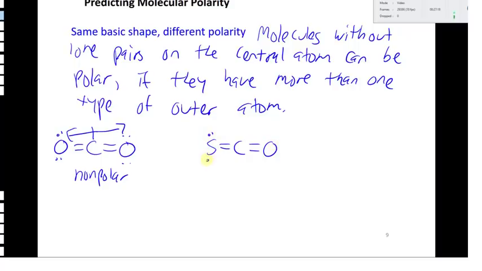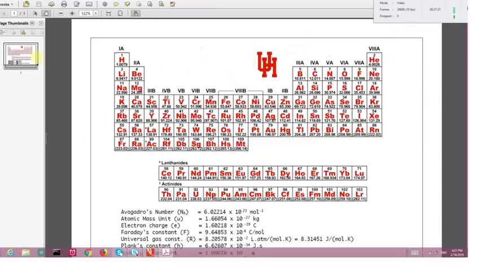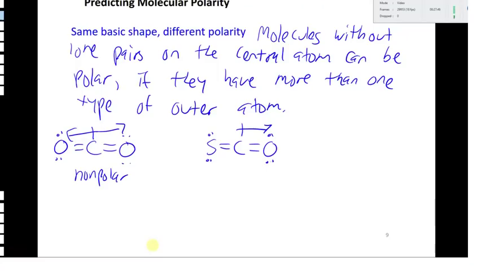Same type of structure, linear, AX2. But now we have a relatively large dipole pointing this way towards oxygen, but the carbon-sulfur bond is a lot less polar because the electronegativity of sulfur and carbon is more similar. If we go to the periodic table, we see that carbon-oxygen has this polarity. Sulfur is less electronegative than oxygen. I think it's still a little bit more electronegative than carbon, but it's going to be a smaller dipole for the carbon-sulfur bond. And regardless of whether that detail is appreciated or not, we can understand that this dipole is not going to be the same. So we have a dipole pointing that way, but it's smaller.